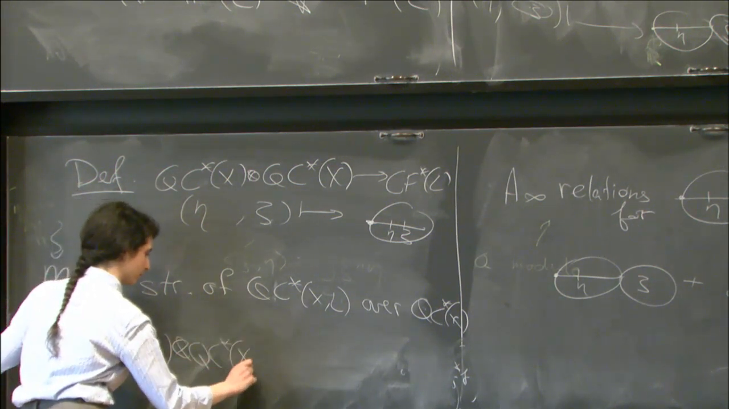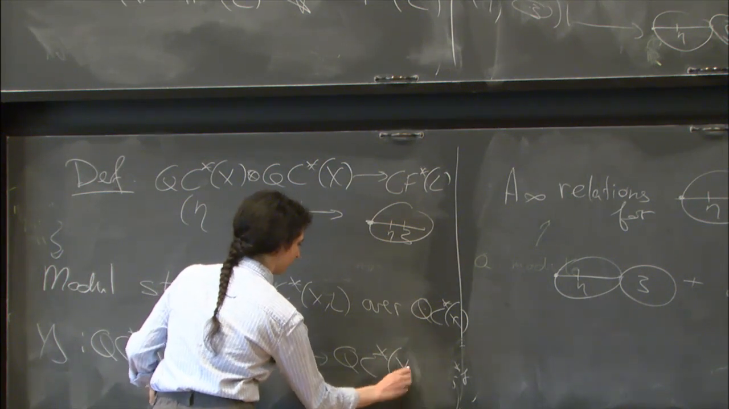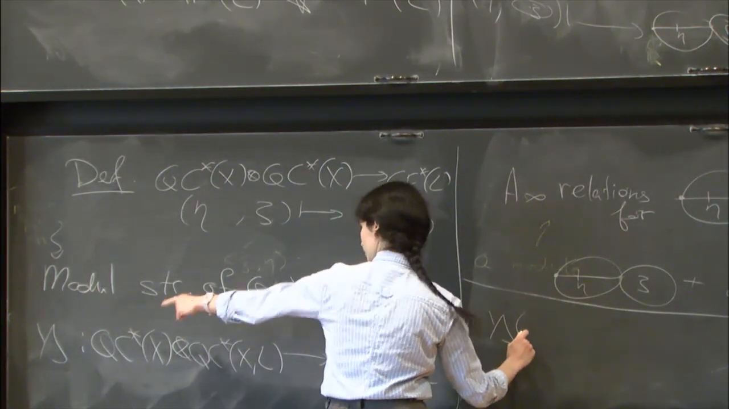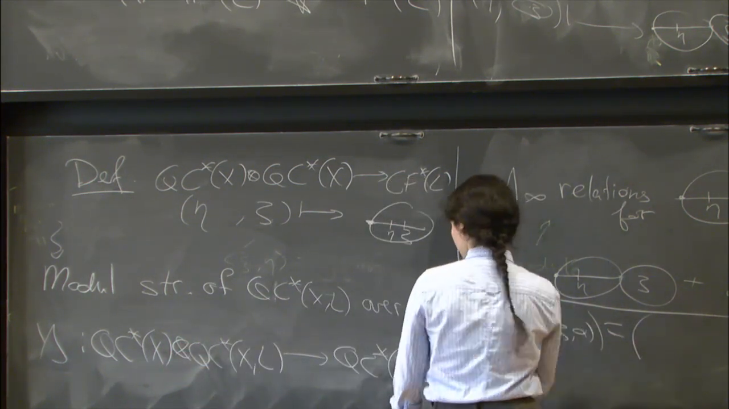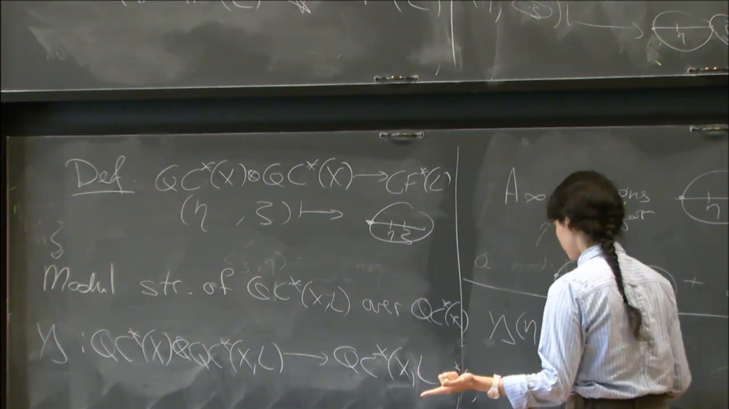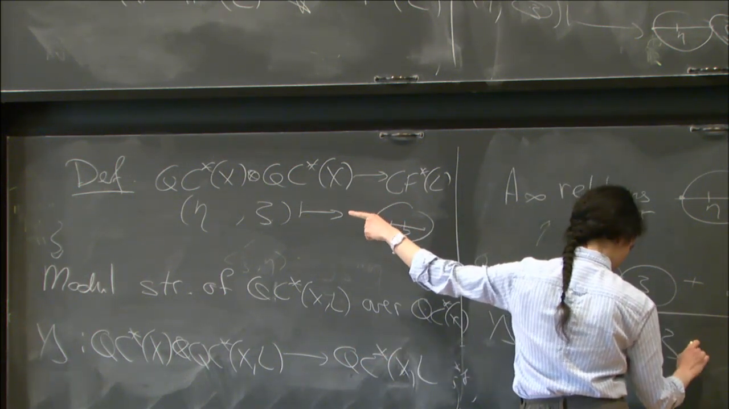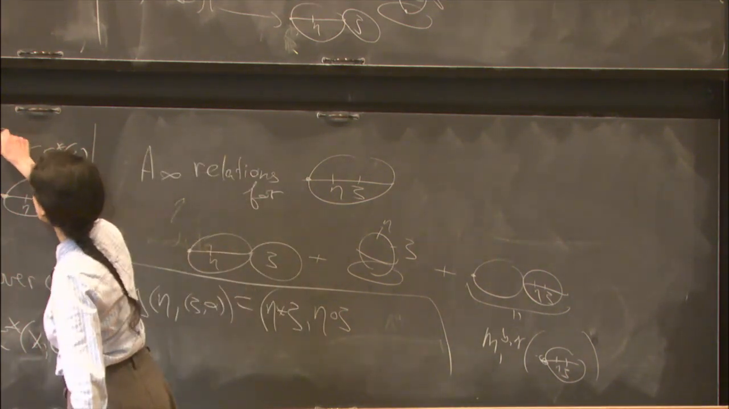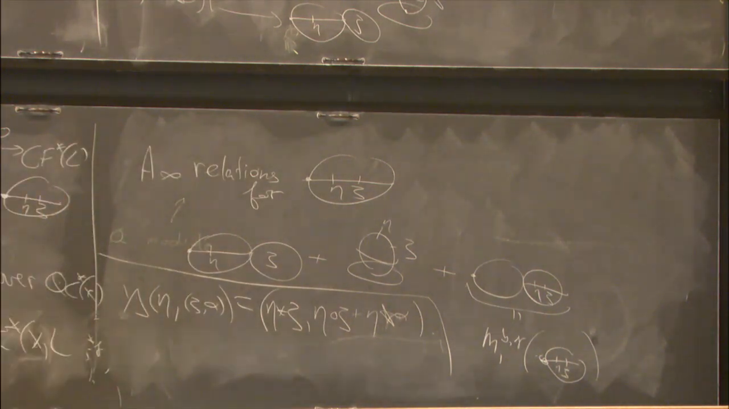Closed relative mapped to relative by mem of closed, say, eta, and relative, say, zeta, times zeta and alpha. So it has an X component and an L component. The X component will be just the usual quantum product. And then for the L component, I will take the sum of these two: eta circle zeta, let's call it a circle, plus eta star alpha. So this is a nice module structure, and it descends to cohomology.